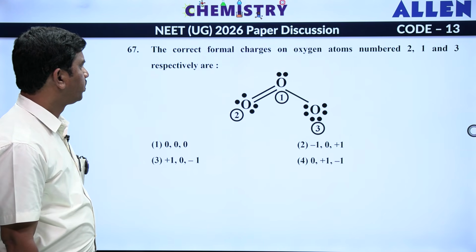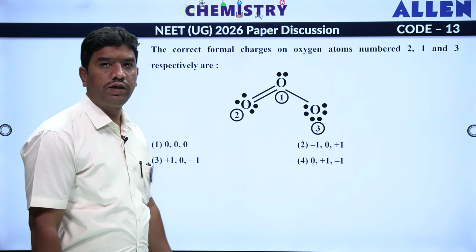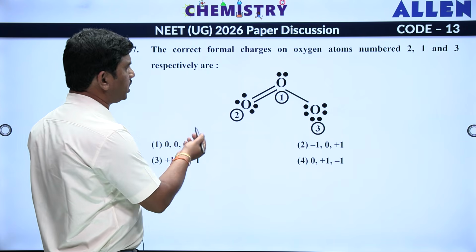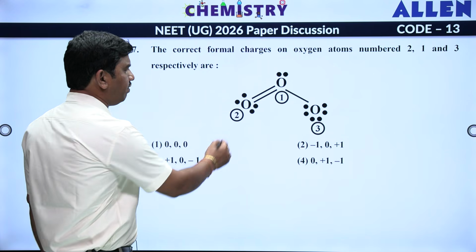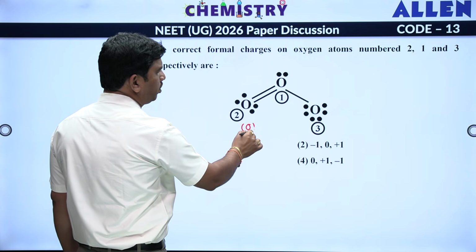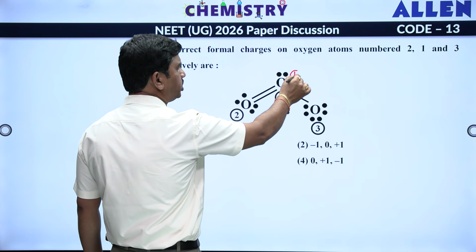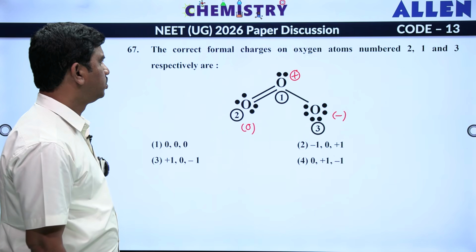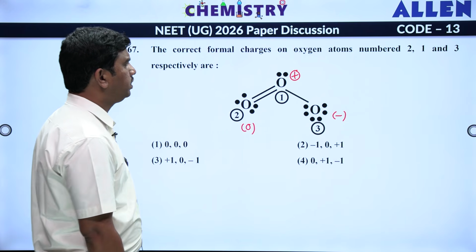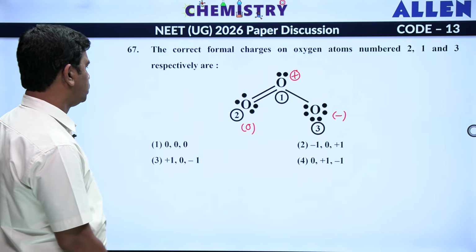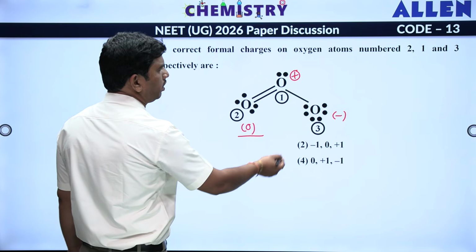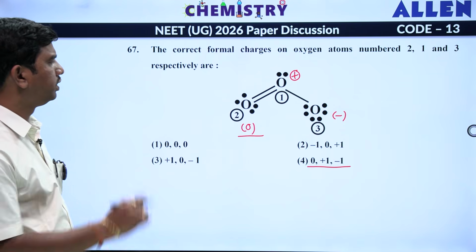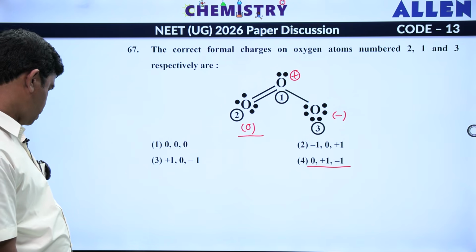Next one. This is a question from chemical bonding, on the formal charge concept. Divalent oxygen has 0, trivalent oxygen has positive, and monovalent oxygen has negative charge. They are asking 2, 1, 3 respectively. So 2 is 0, 1 is plus 1, and 3 is minus 1. So 2, 1, 3 means option 4 is the answer.